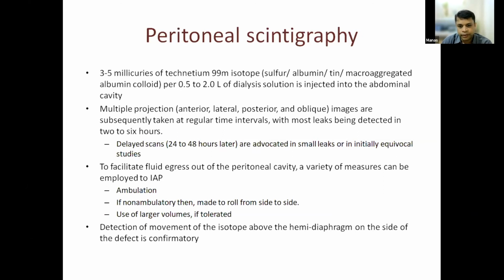The exact site may not be known by peritoneal scintigraphy. Also, delayed images have to be taken, so it becomes very cumbersome to do a nuclear scan. Many times, in 3 or 4 of our patients, we initially did nuclear scintigraphy, but later on we had to go for CT peritoneography again. So the same methods are used to increase the sensitivity of this method.